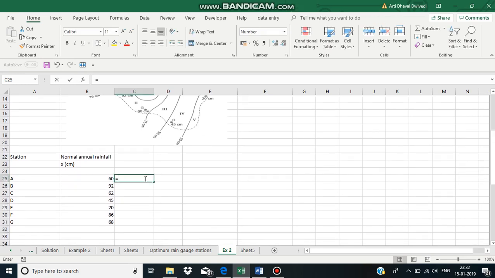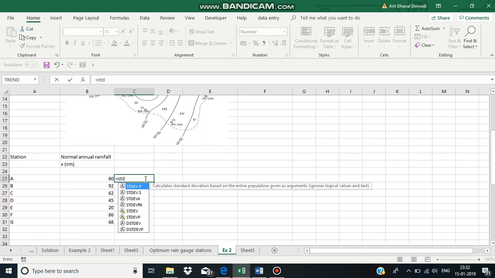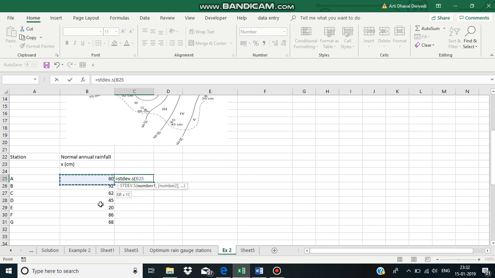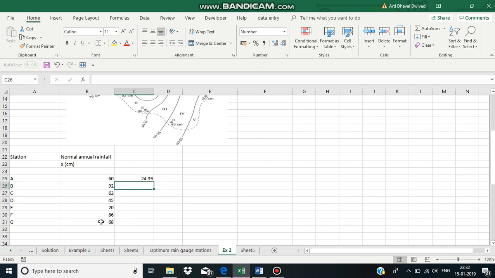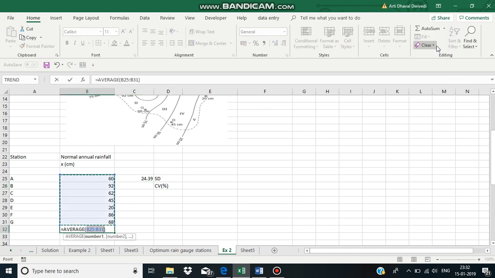Now, standard deviation, 24.39. So this is the standard deviation. Now coefficient of variation in percentage, it is equal to standard deviation. First we'll need to find the average. So average, this is 61.85.